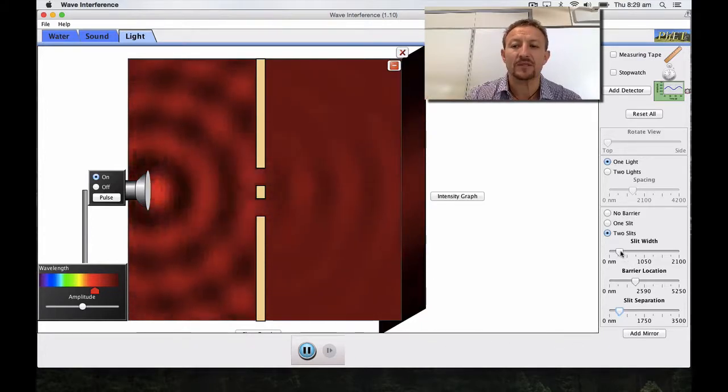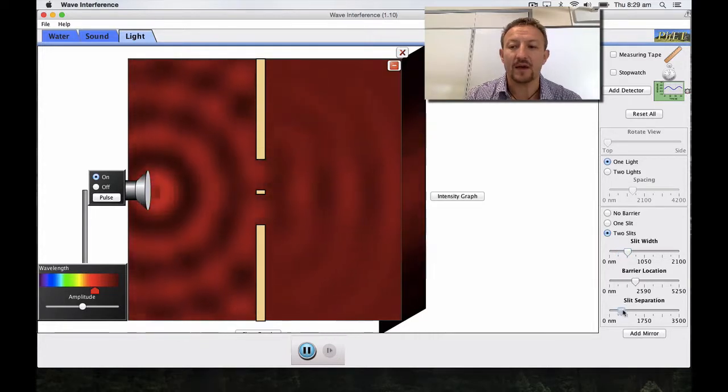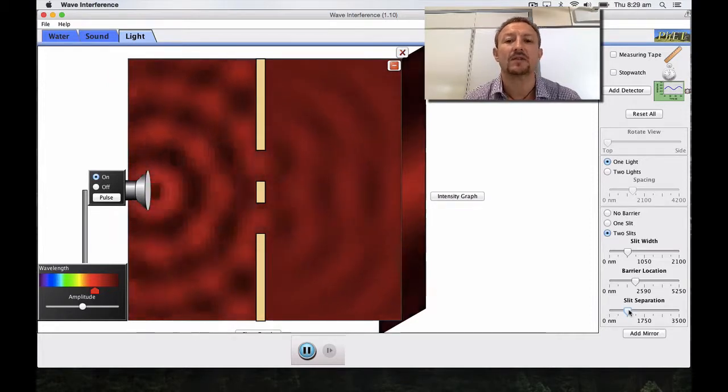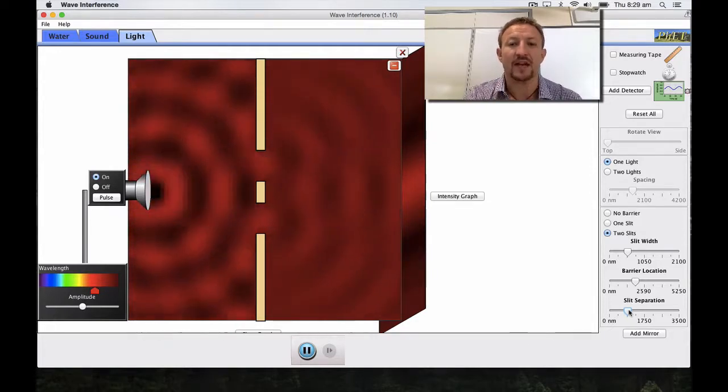Now I'm going to increase my slit width and then go up through my slit separation. These are going to give us really well defined fringes. You can see that my center point is now generating a nice red fringe right in the middle of my zero order. But also on the outer edges of the screen, you can see we're getting secondary fringes being produced.